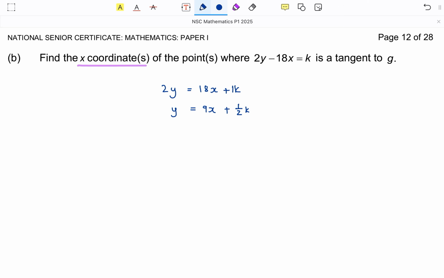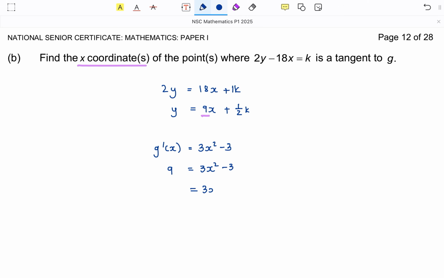So then we also know that the gradient of the tangent is calculated by using the first derivative. Now we already have the first derivative from the previous question. And now we already have the answer for the gradient. So we are going to sub that into the left-hand side of this equation. And now again, we can go and solve for x.